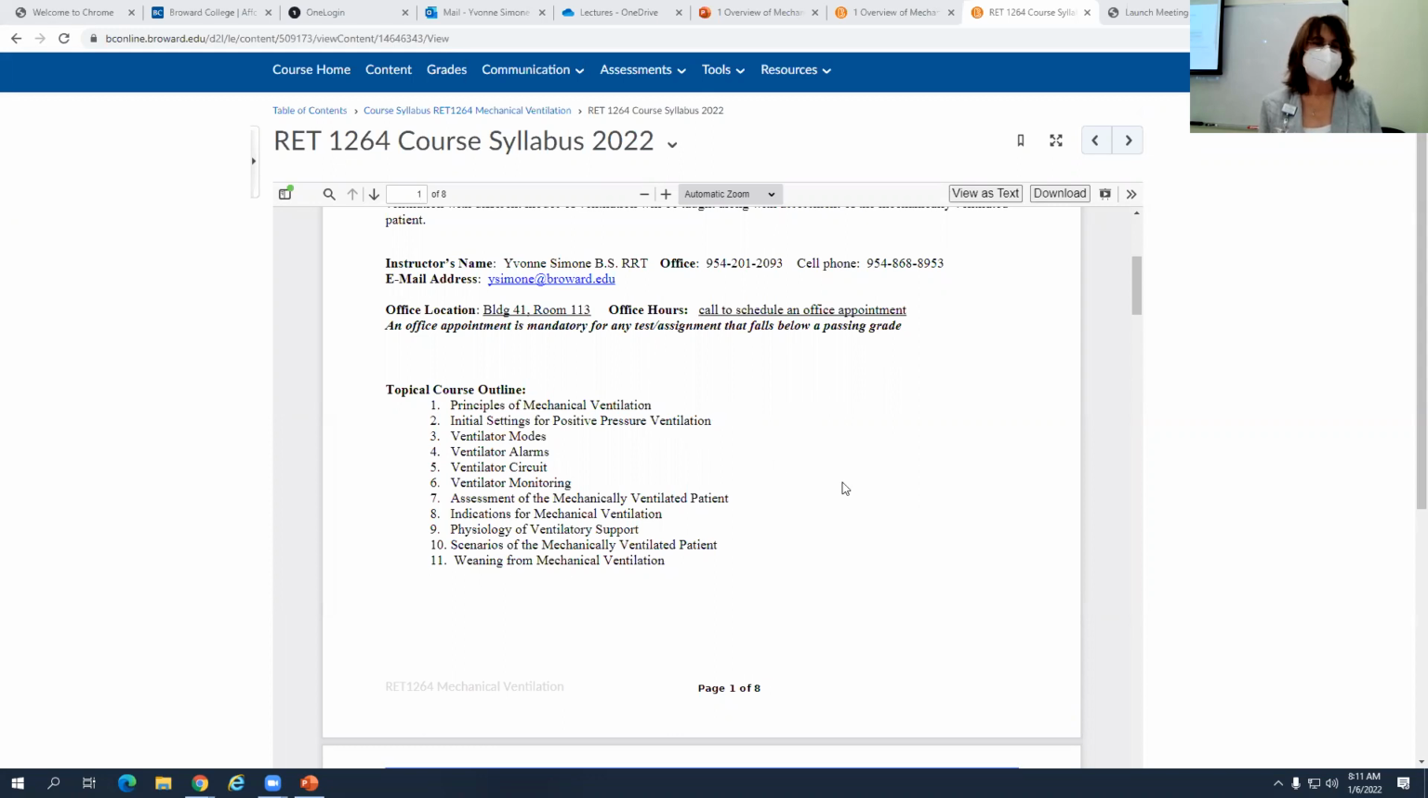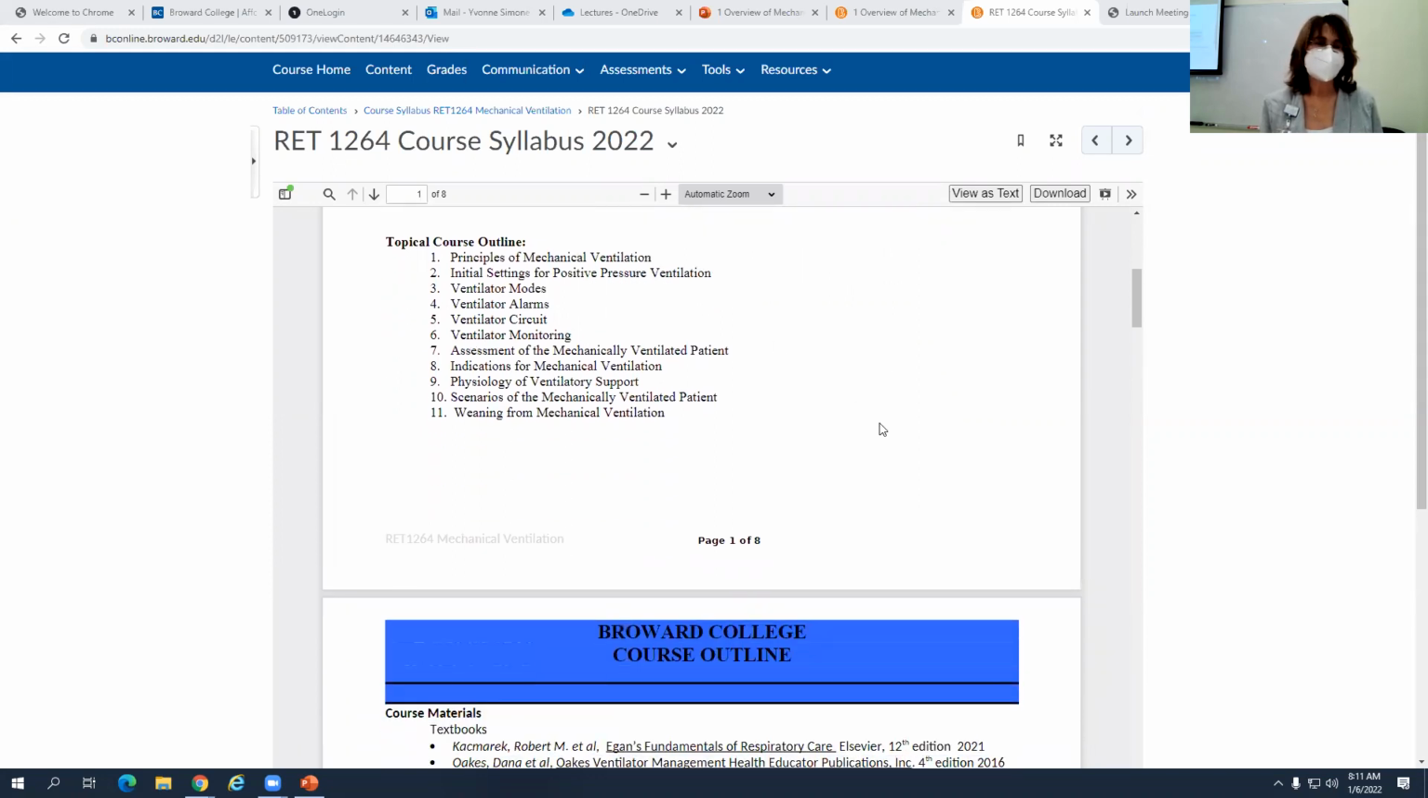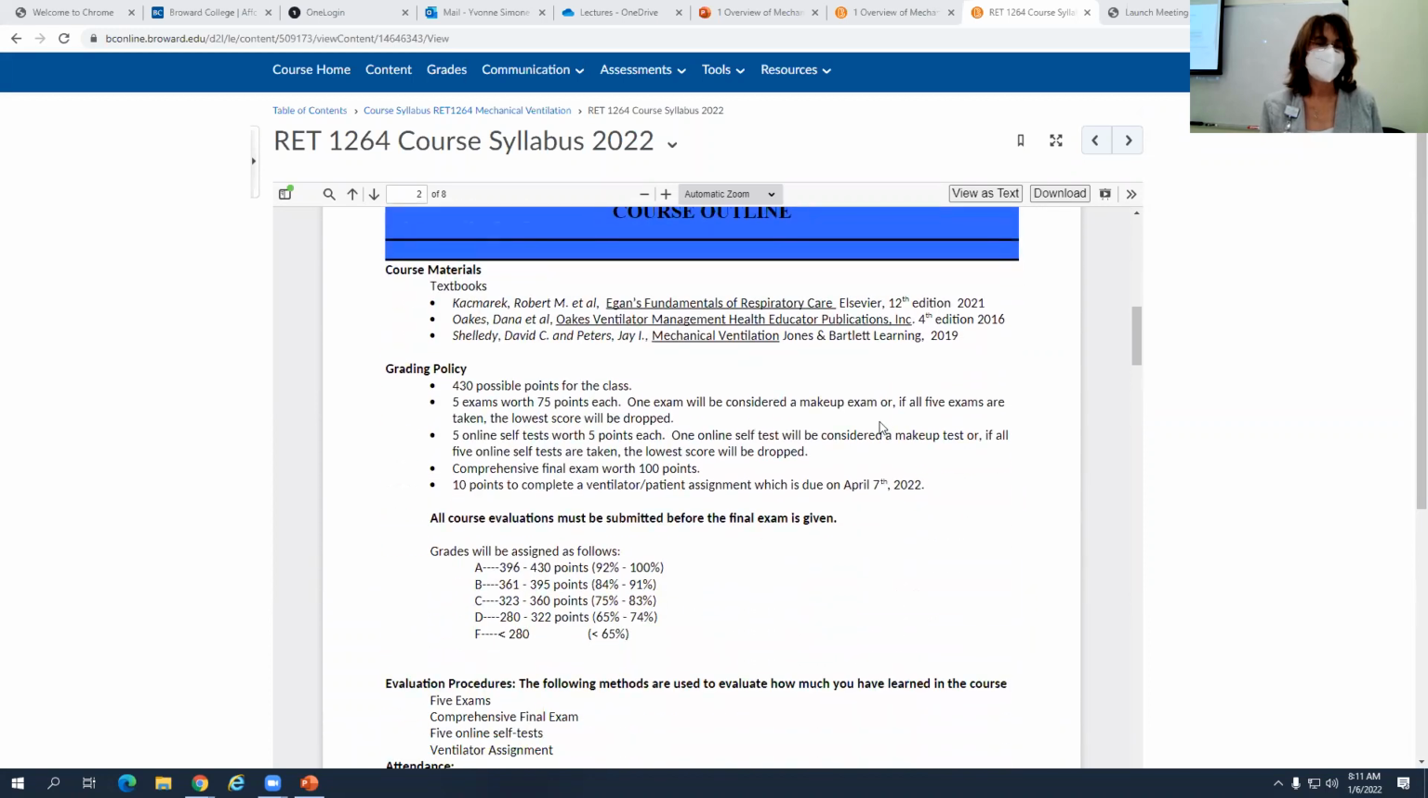These are all of the topics that we will go through during the semester. And then as far as course materials, if I hold it up, can you see it from where you are? Yeah, we can see it. Okay. So the OAKS ventilator management is a condensed version of the topics and the types of patients you put on ventilators. So it's a really good resource to have. Yes, if you have the brown version, that's okay too.